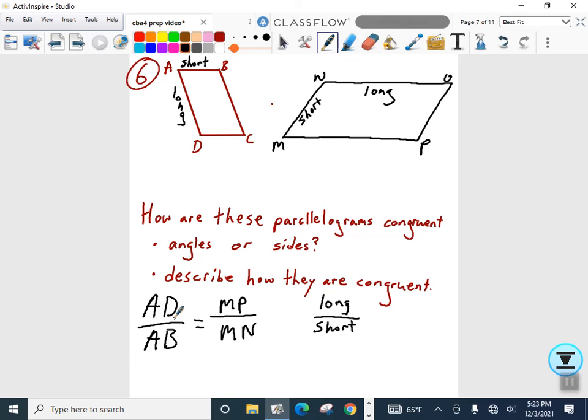And so, if I said that these are congruent, they're proportional to one another, how can you show that they are congruent? Would you use the angles or sides? You would use the sides. And then you would describe how they are congruent by setting up that statement right there.